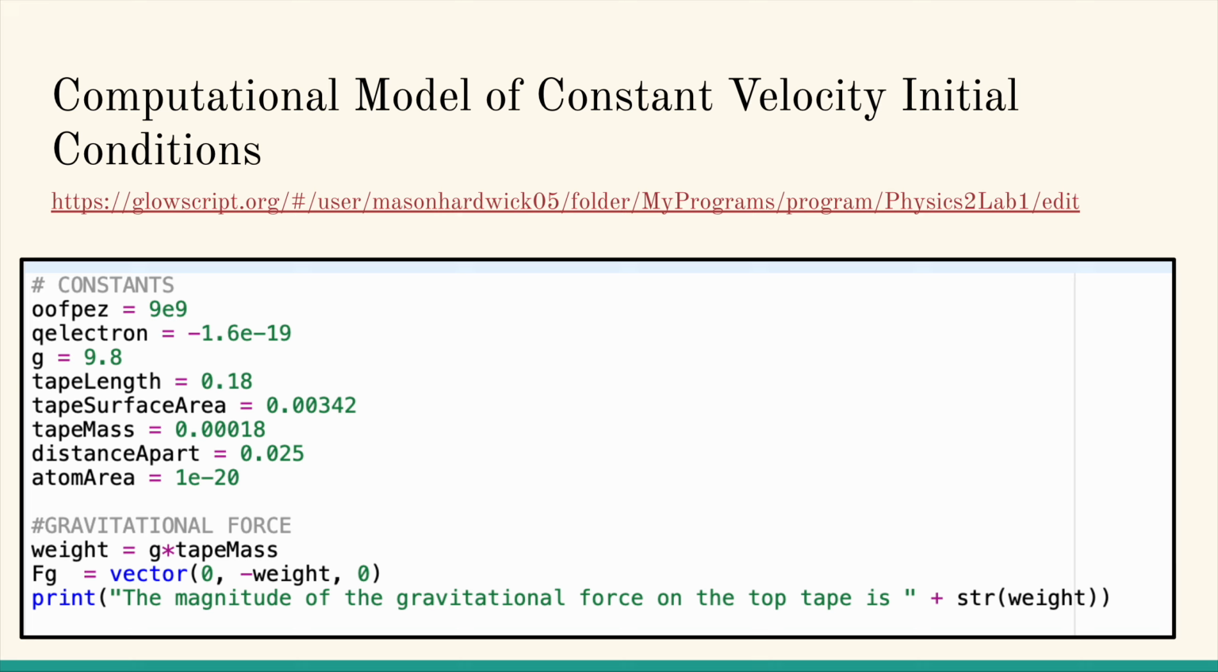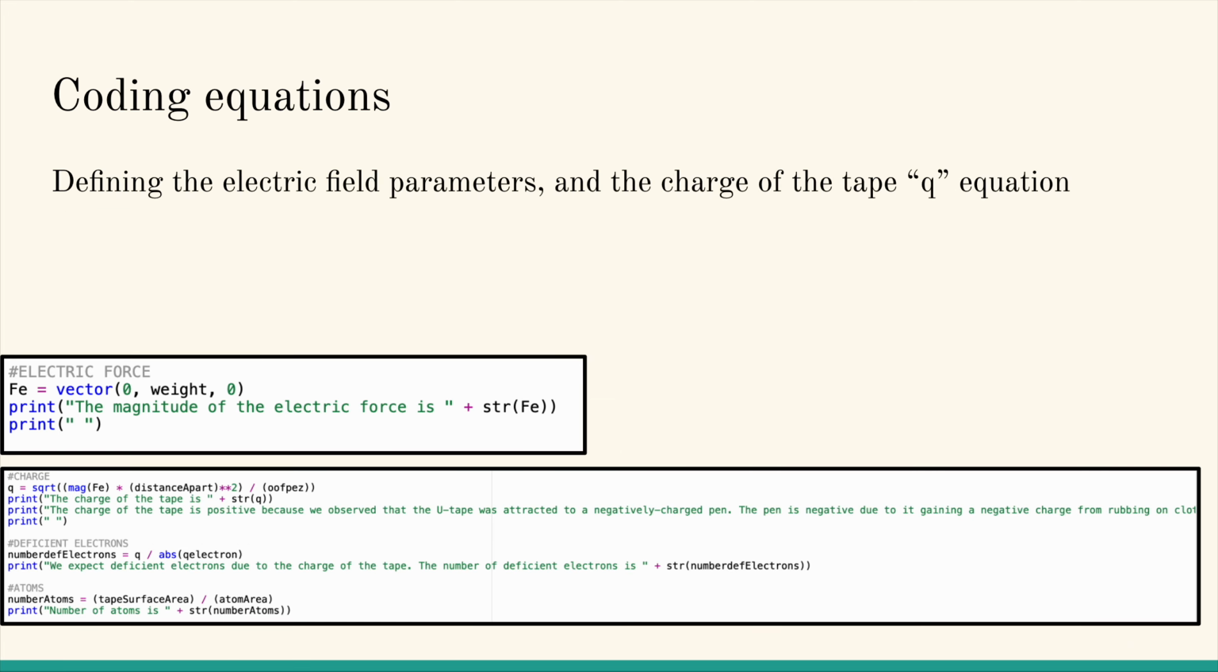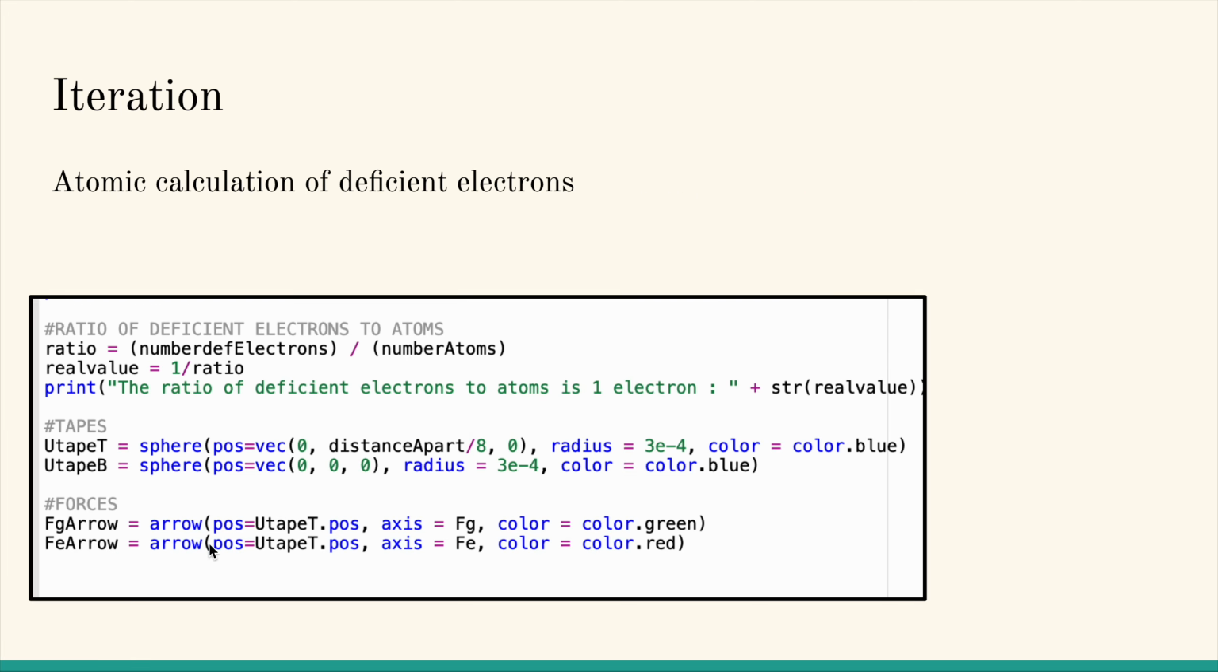Here's a computational model, which was used to model the same thing. Here I just defined some constants as well as the gravitational force that was acting on the tape. And then here I also defined the electric force as canceling out the weight, because we have the equilibrium condition that the net force on the tape was 0 because it was not moving. And then here's that same calculation I showed in the black earlier, but done in the WebB Python script, calculating the charge of the tape. And I don't know why it's called iteration, but this is the ratio of deficient atoms to electrons.